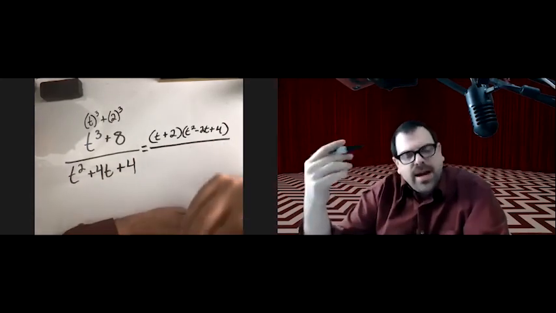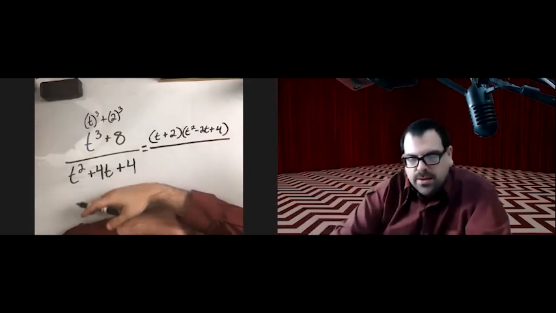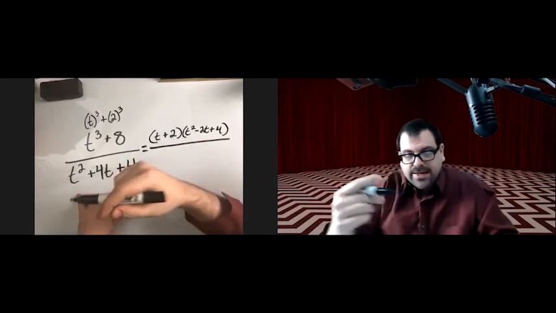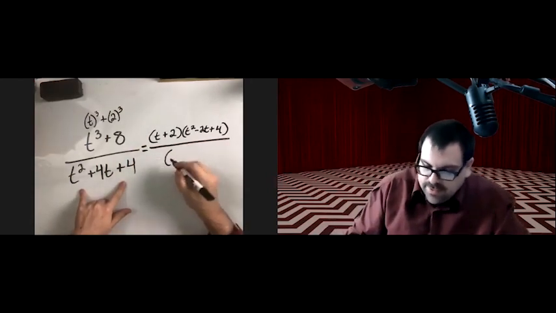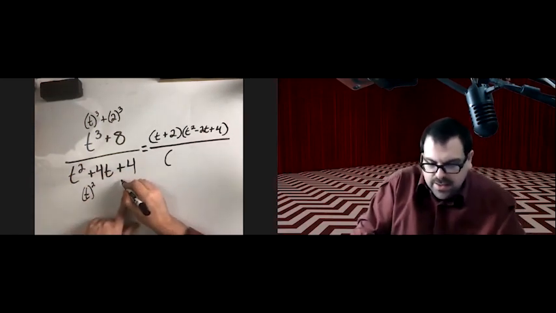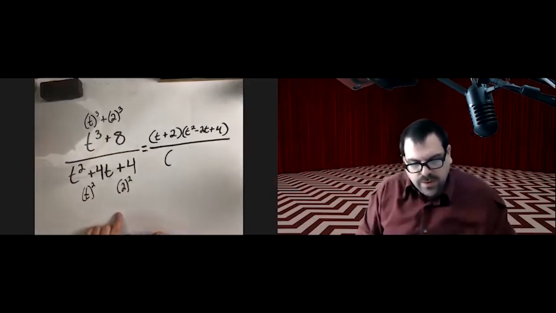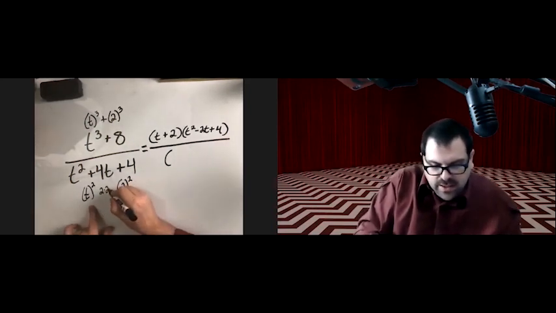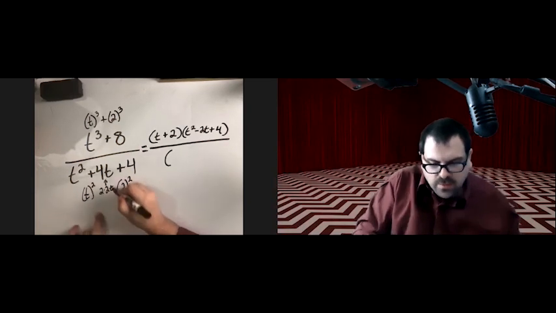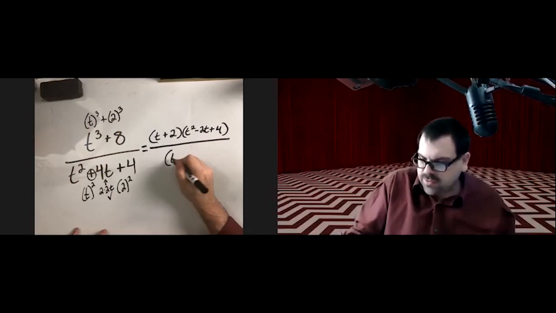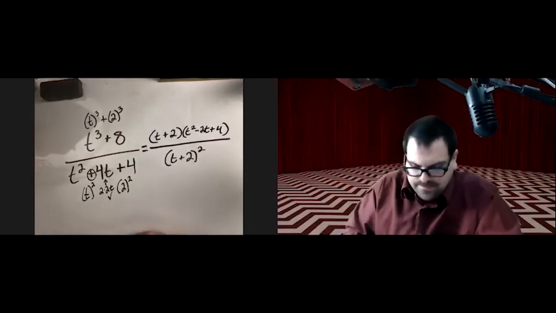You should, at that point, ask yourself, is it a perfect square trinomial? In this case, it turns out, why, yes, it is. This is what we get when we square t. This is what we get when we square 2. And 2 times 2t is 4t. It was a plus here, so this is t plus 2 quantity squared.